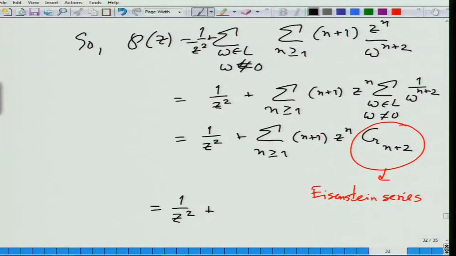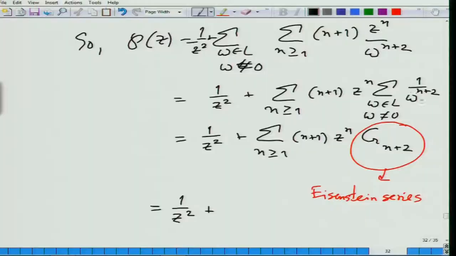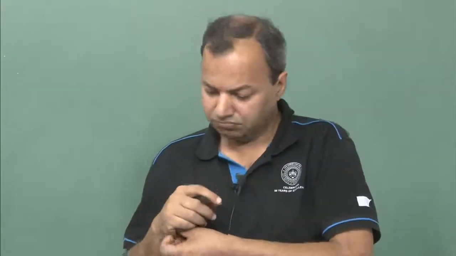Why? G3 is 0 because if omega is in the lattice, then minus omega is also in the lattice. Okay. And so if you have an odd power of omega sitting here, then they will just cancel each other out. In fact, G odd is 0. So the smallest value that will survive is 3 G4 z squared plus the next one is z to the 4, right, 5 G6 z to the 4 plus so on. So that is the power series expansion of rho around z equals 0.